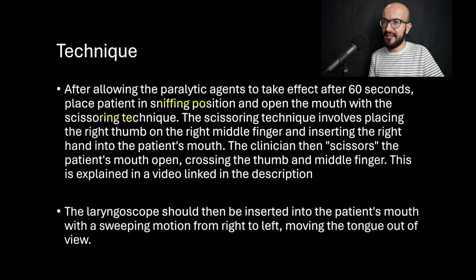Now the scissoring technique involves placing the right thumb on the right middle finger and inserting the right hand into the patient's mouth. The physician then scissors the patient's mouth open, crossing the thumb and the middle finger, and this is explained in a video linked in the description of this video. The laryngoscope should then be inserted into the patient's mouth with a sweeping motion from right to left, moving the tongue out of the view. And this is also explained in a video linked in the description.